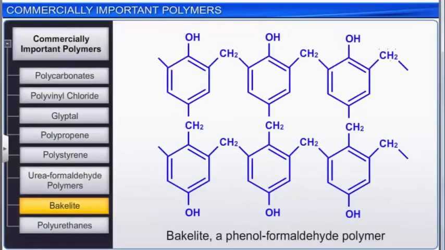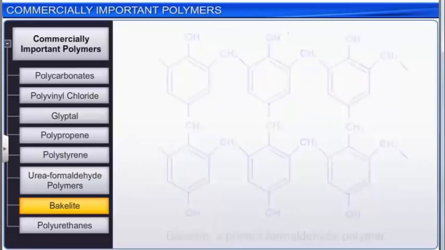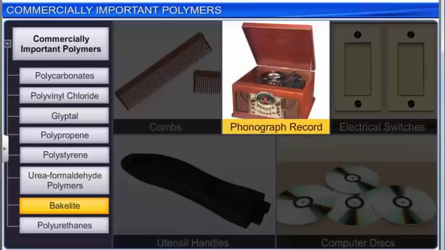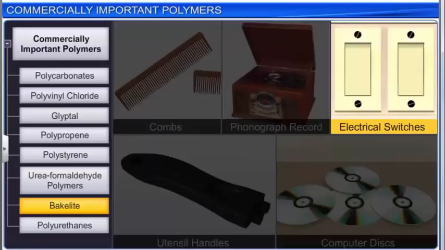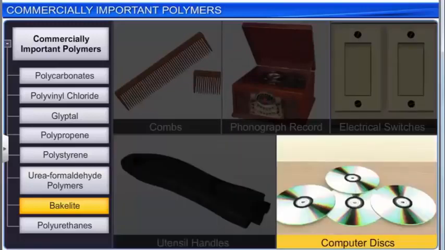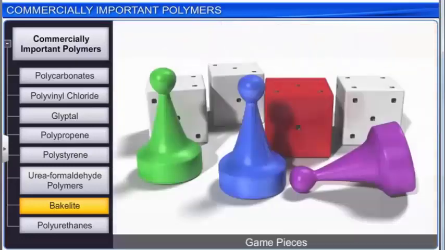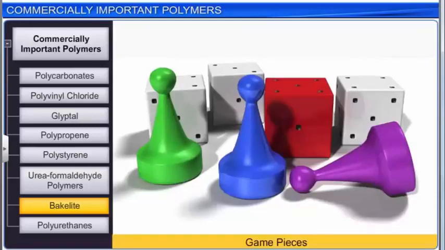Bakelite, a phenol formaldehyde polymer, is another commercially important condensation polymer. Bakelite is used to make combs, phonograph records, electrical switches, utensil handles, and computer disks. Bakelite is also used as a porcelain substitute, such as in game pieces.